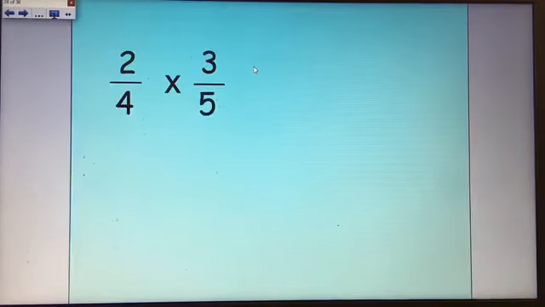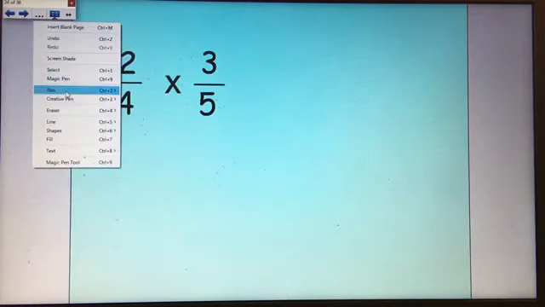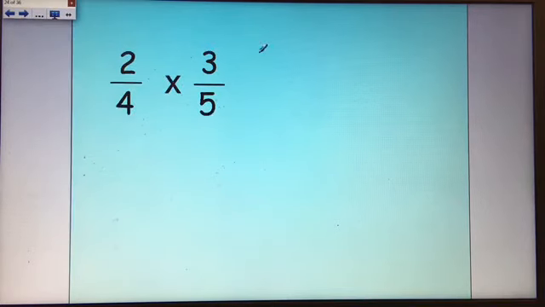So multiplying fractions is actually the easiest of the four operations in terms of using fractions. First of all, just have a think about it. When you multiply by a number less than 1, your amount will get smaller. So my amount should be smaller than 2 quarters that I end up with. Easy peasy to multiply fractions.